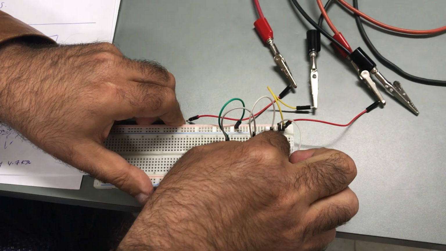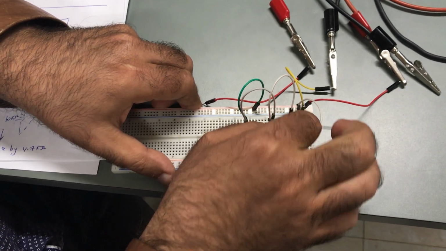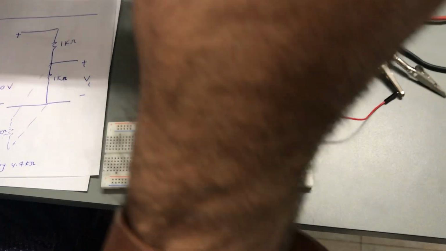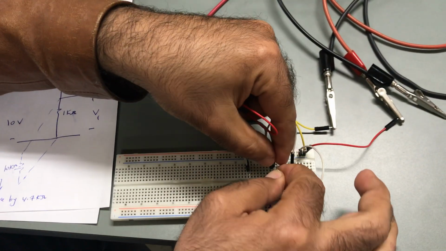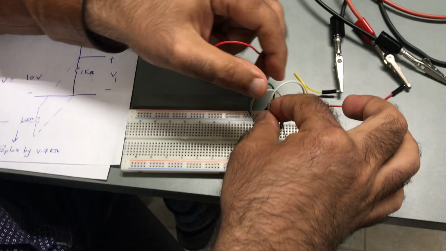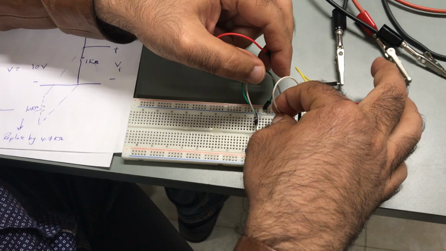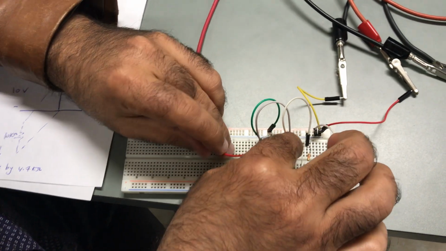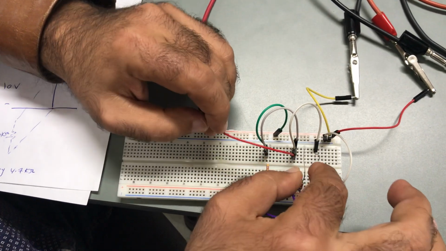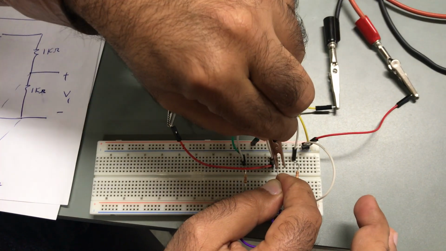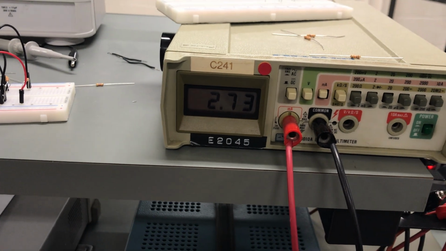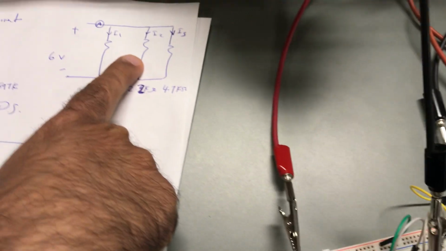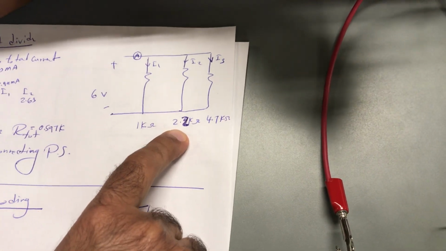And then I will open this, and I will connect my ammeter again like what I did before. I will connect it between this point and this point. So I'm measuring 2.73 milliampere for the current in the second resistor, which is I2 in this circuit, which is the current in the 2.2 kilo ohm.